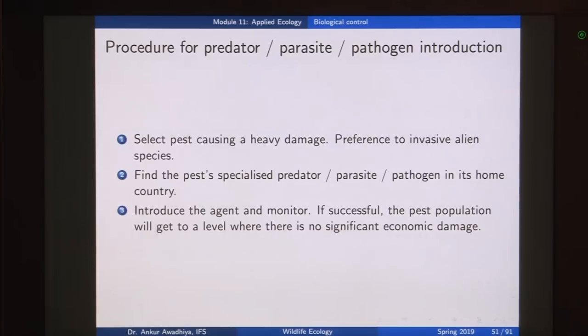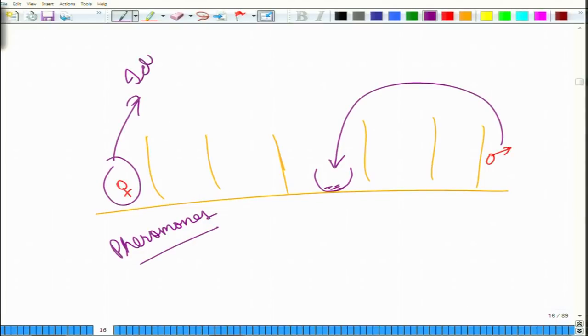Now, the most common way in which we make use of biological control is by using the predator or parasite or pathogen, because for things such as pheromones, it has to go through a number of stages. You will first have to identify what the chemical is. Or firstly you will have to purify this chemical from the females, then you will have to identify this chemical, then you will have to find a method to make it chemically.